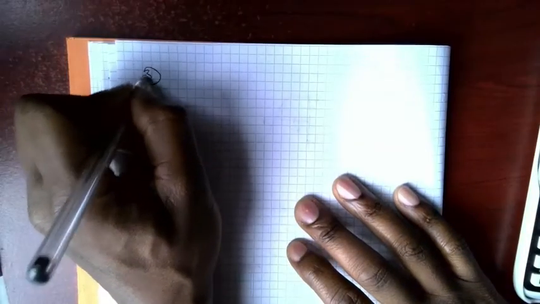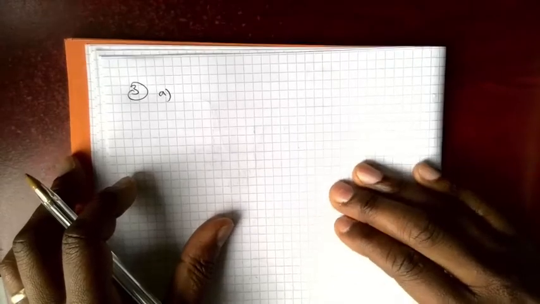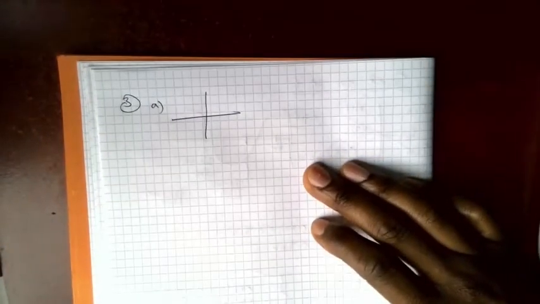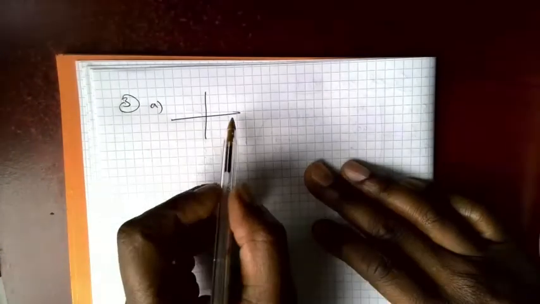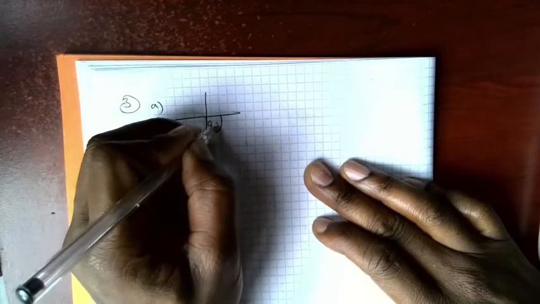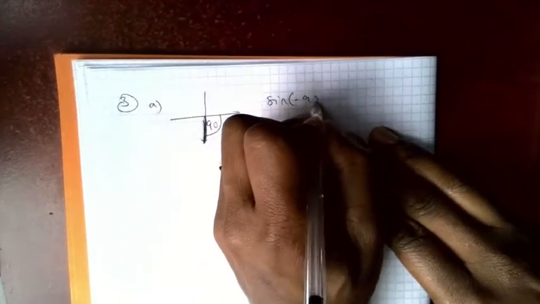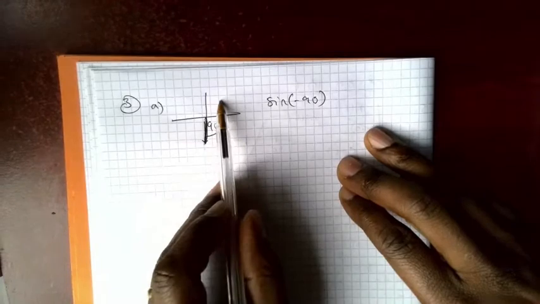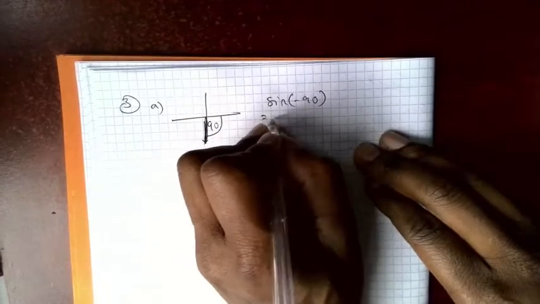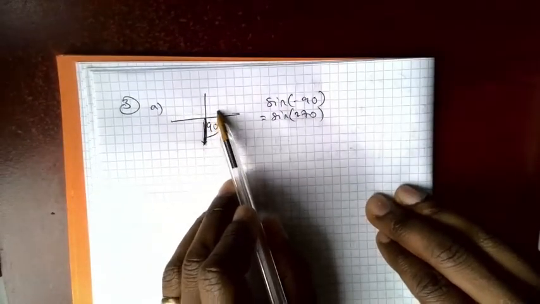Okay, question number 3. If I do A, without using the calculator, write down the value of sine negative 90. The first thing we want to do is work out where sine negative 90 is on a CAST diagram and find the equivalent angle. Negative 90 degrees is here, like there. Negative 90 is actually the same as 270. It's an equivalent angle because it's in the same place. So minus 90 degrees is the same as 270.